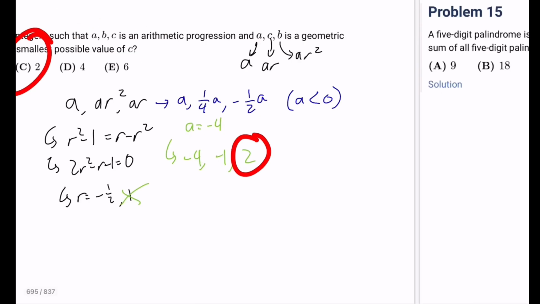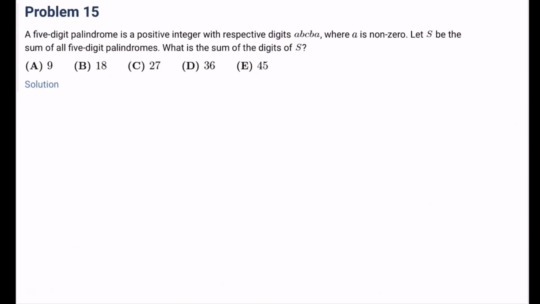It's C. Number 15. A 5-digit palindrome is a positive integer with respective digits A, B, C, B, A, where A is non-zero. Let S be the sum of all 5-digit palindromes. Find the sum of the digits of S. Okay, so first of all, we know that for A we can have 9 values, 1 to 9, and for B and C we can both have 10 values from 0 to 9.